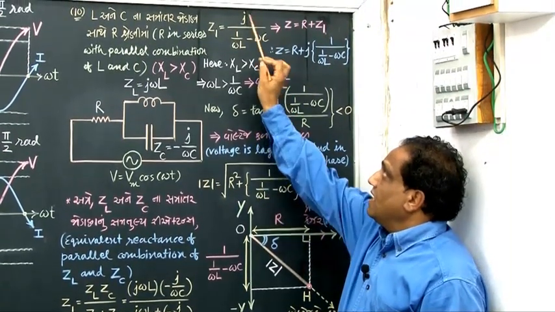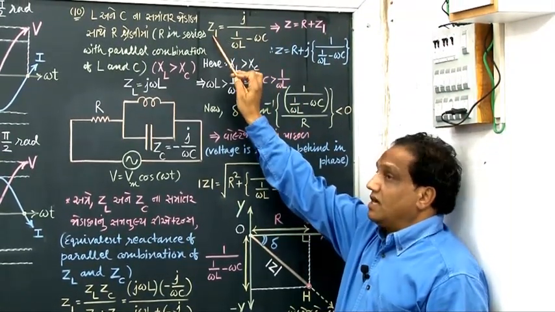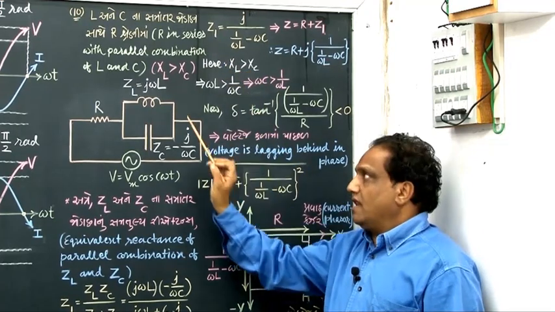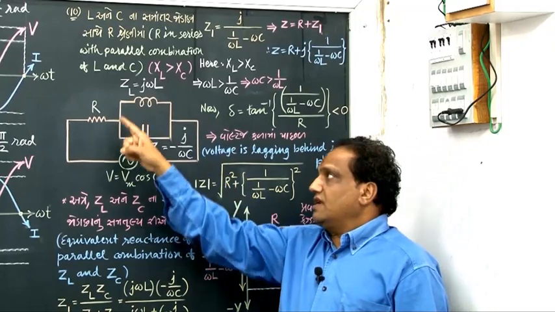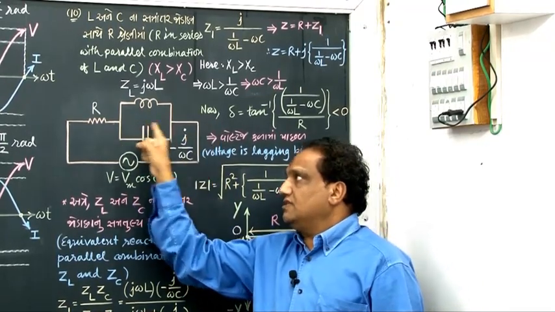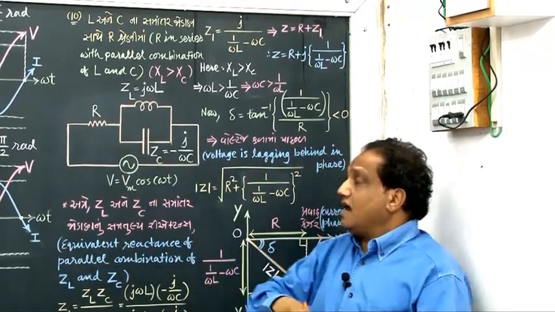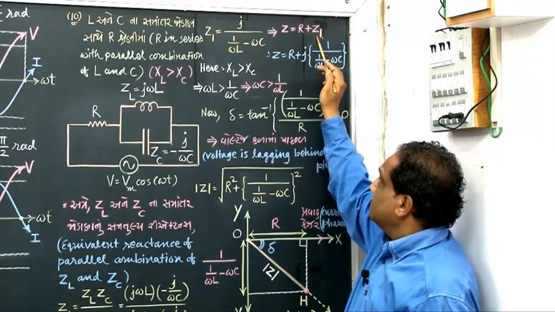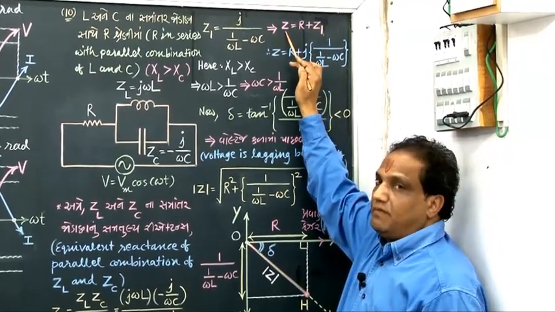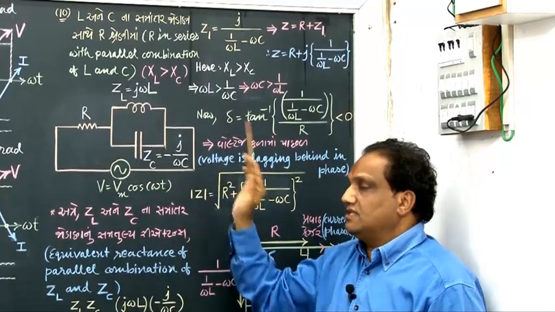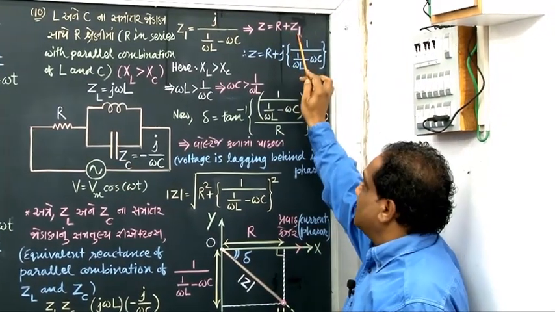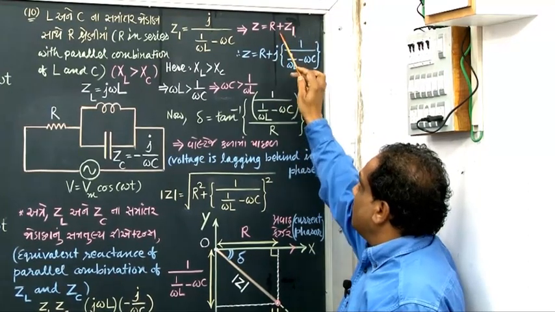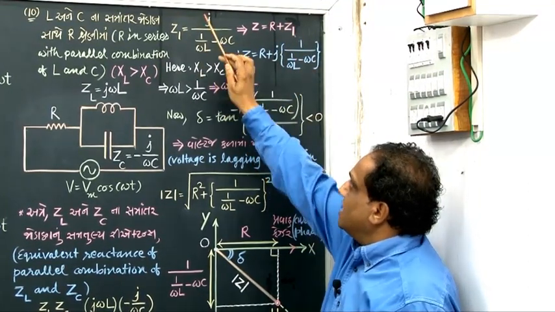Correct? But mind well, this is the equivalent reactance of the parallel combination of ZL and ZC. But with that equivalent reactance, you can see R is there in series. So I must add R with Z1. Then I will get the complex impedance of the entire AC circuit. Fine. So that is Z equals R plus Z1.